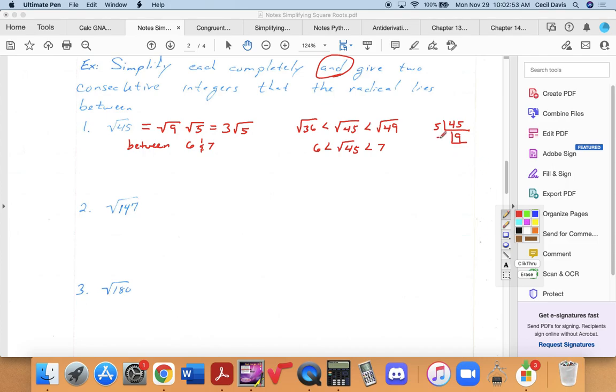3 will divide evenly into 9. It goes in 3 times. Then I can divide by 3 again. Again, once you get to 1, you are finished. So the square root of 45 is the square root of 5 times the square root of 3 times the square root of 3. And what is the square root of 3 times the square root of 3? 3. So that's 3 square roots of 5.